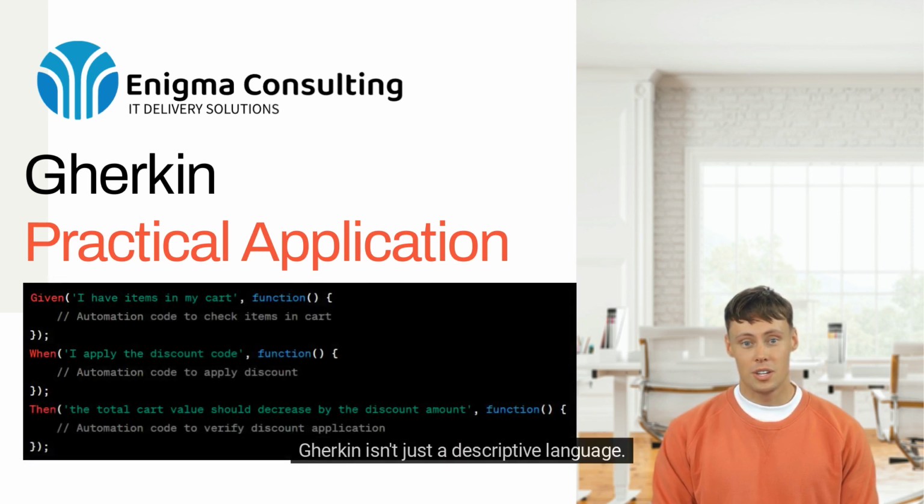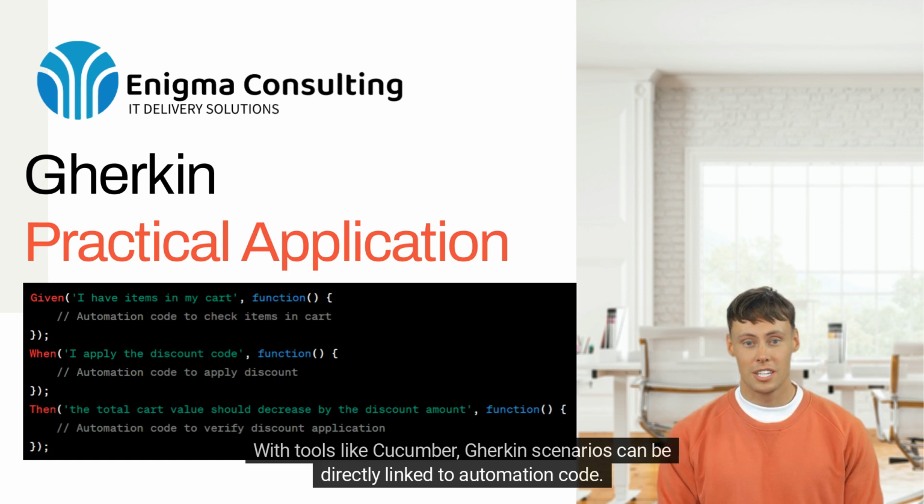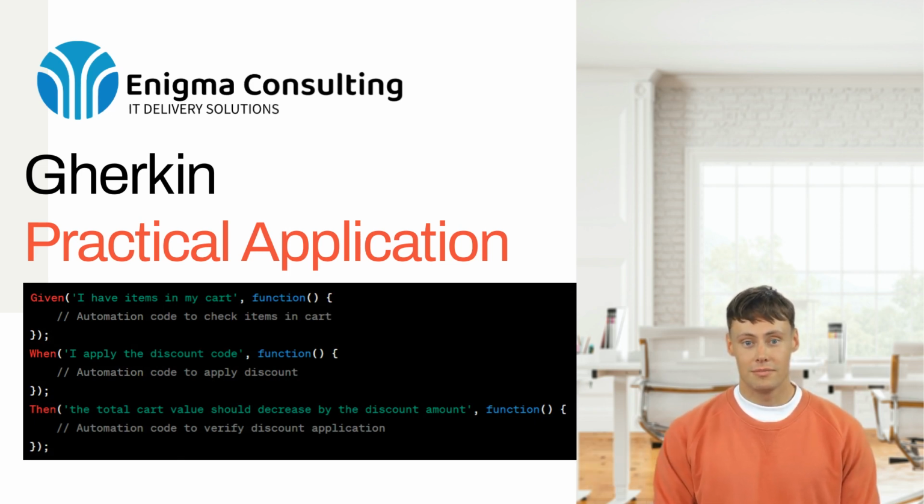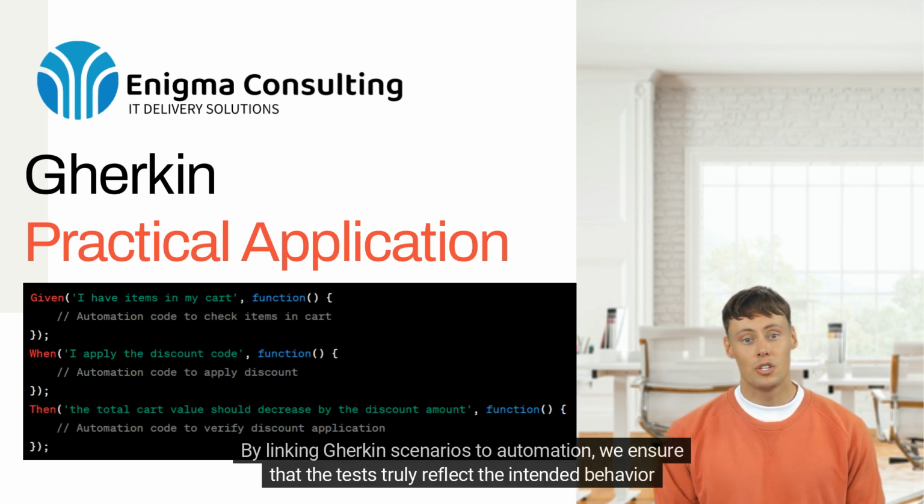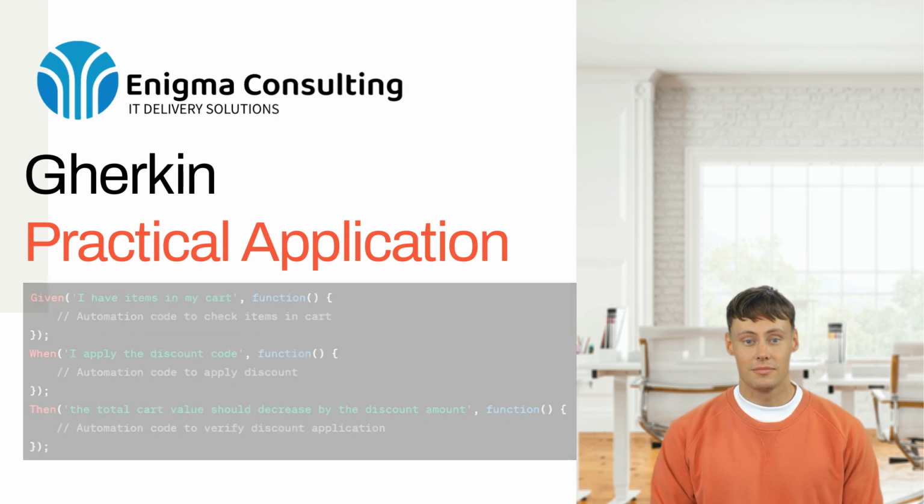Gherkin isn't just a descriptive language. With tools like Cucumber, Gherkin scenarios can be directly linked to automation code. By linking Gherkin scenarios to automation, we ensure that the tests truly reflect the intended behavior.